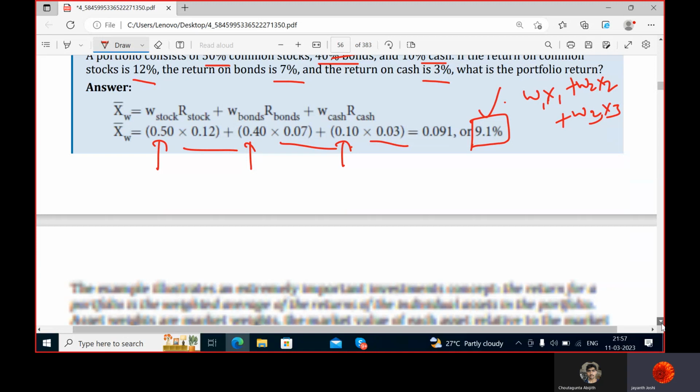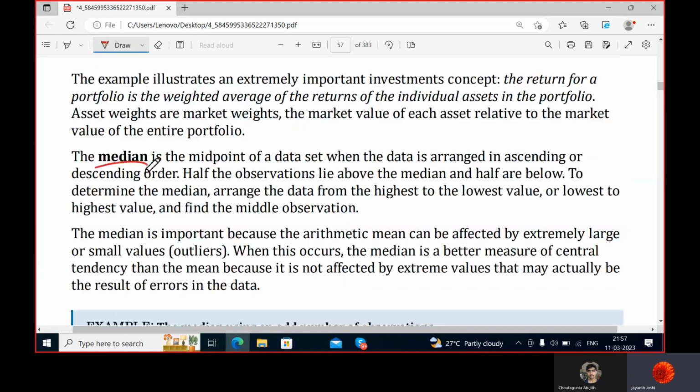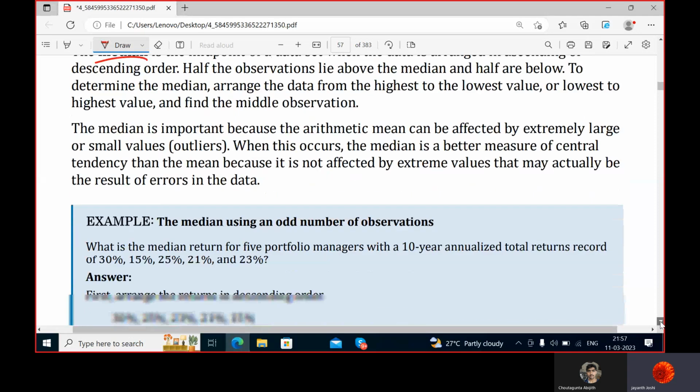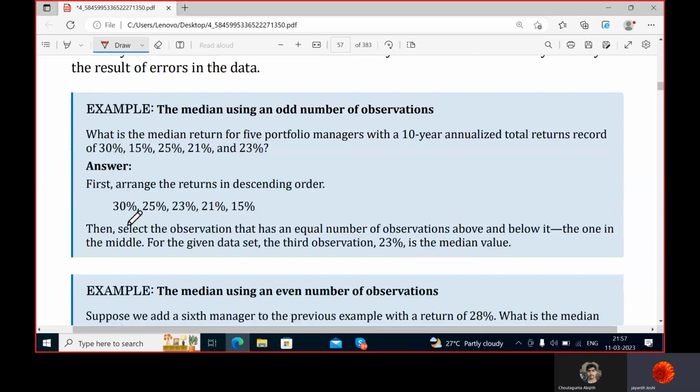And median is a positional average. As I told you, you have to arrange the data in ascending or descending order, and then pick the middlemost number. This is what they have done in descending order, and it shows the middlemost term is 23. So can I say that is the median? Yes, this is an odd number of observations.